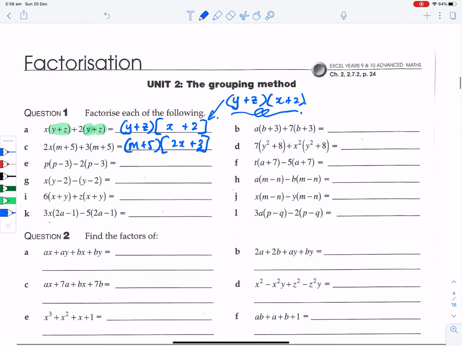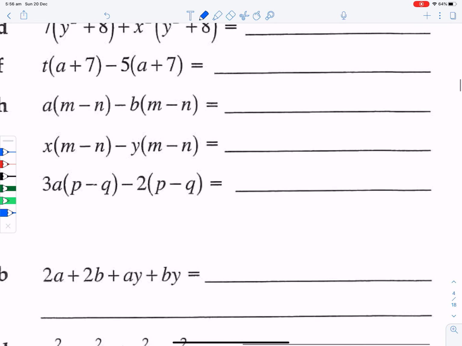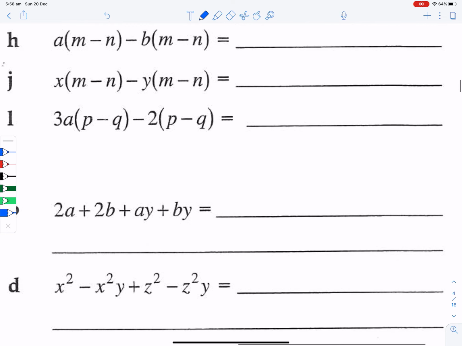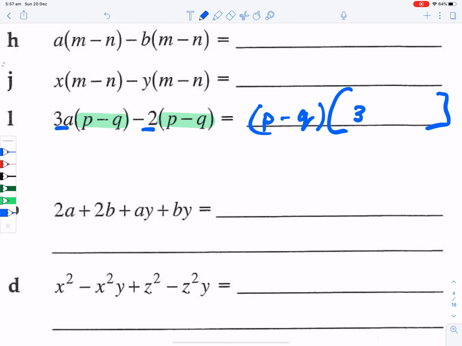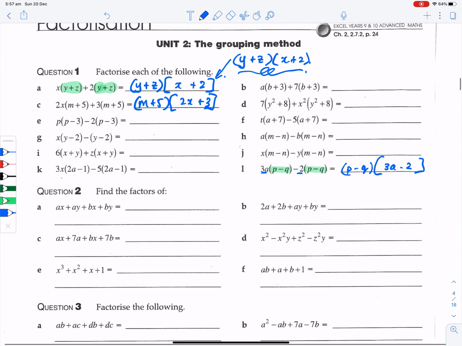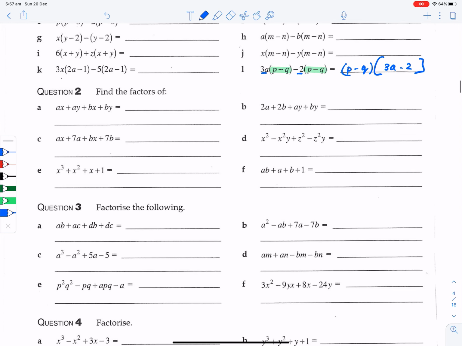I'll do question 1L just as a final question. So let's look at this. We've got 3a times (p minus q) minus 2 times (p minus q). So what we have here is that p minus q is the common factor. If we take out p minus q to the front, what we're going to be left with is the 3a minus 2. Okay, and you're done. All right, that's question 1 on taking out the highest common factor.